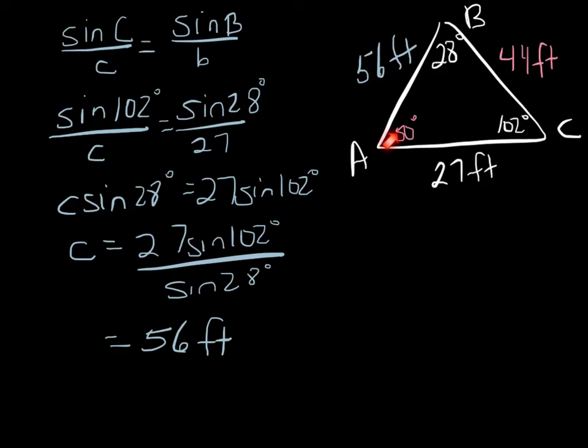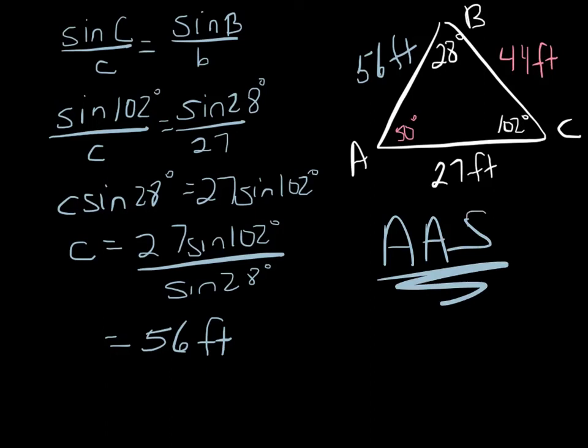Now I do want to point out one more thing about this problem here. Notice how they gave us two angles and a side, and that their arrangement is angle, angle, side. Just like that theorem that you used in geometry when you were proving triangles congruent. But we'll come back to why that's important.